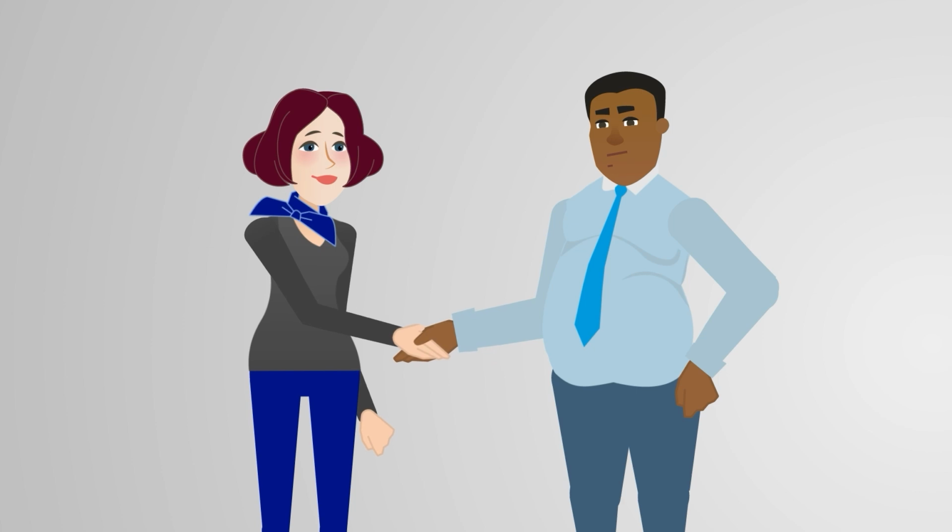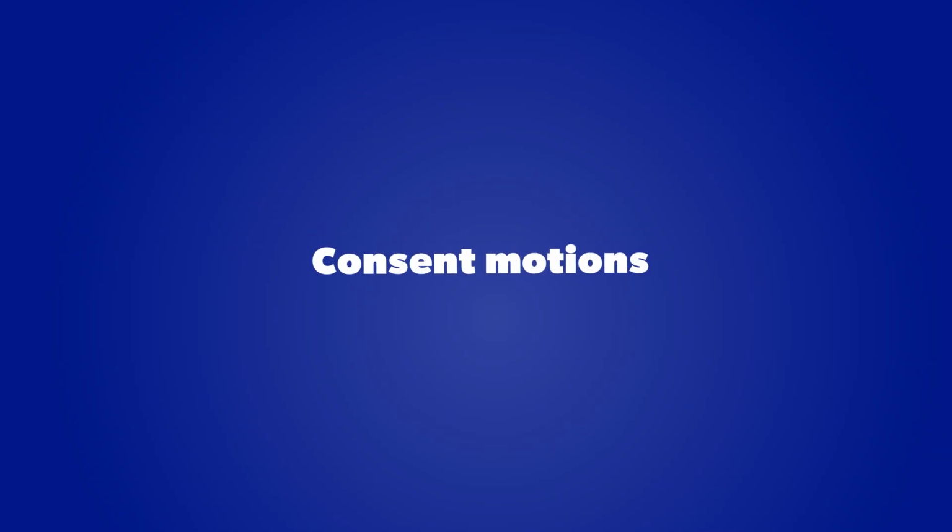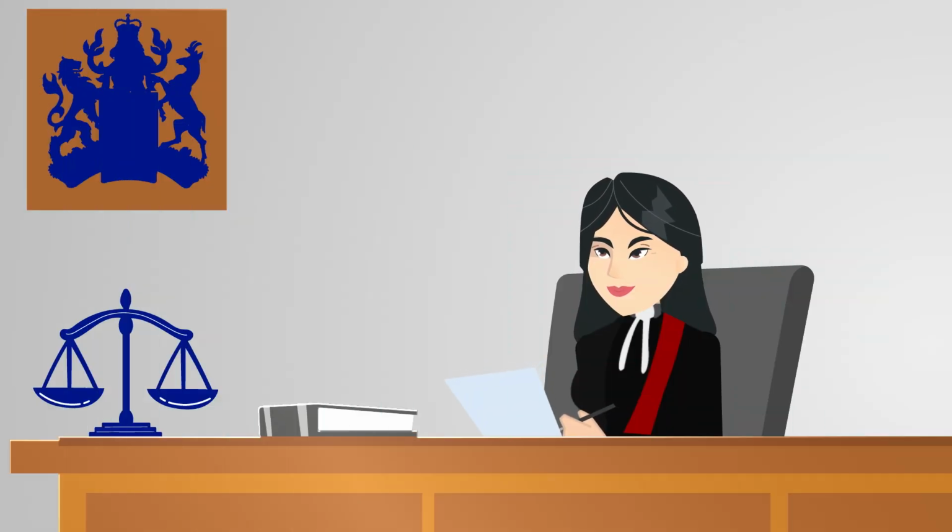If you and your partner agree on some or all of the issues in your case, you can bring a consent motion at any time. This lets you ask the judge to turn your agreement into an order. You and your partner decide if you want the order to be temporary or final.